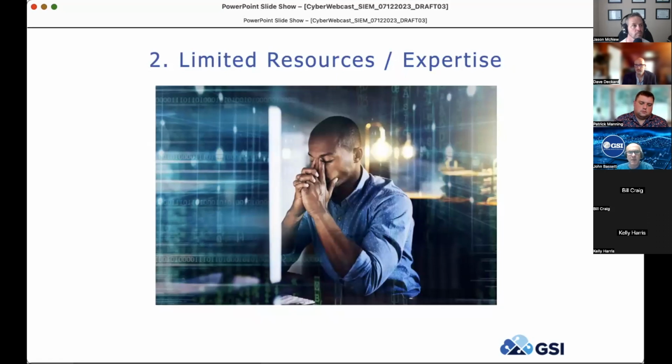So the SIEM and SOC will correlate data and help. If you get an expert, that person can help you prioritize the needs. Next slide.